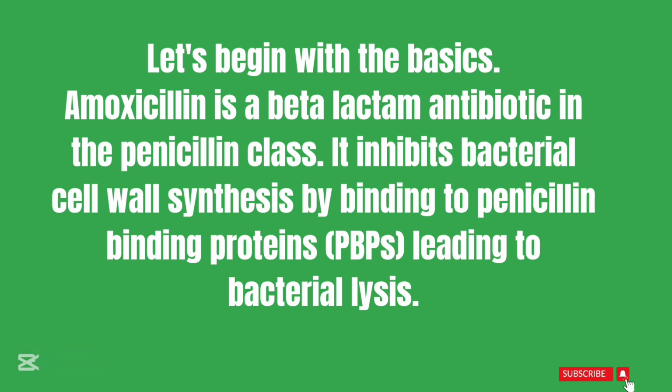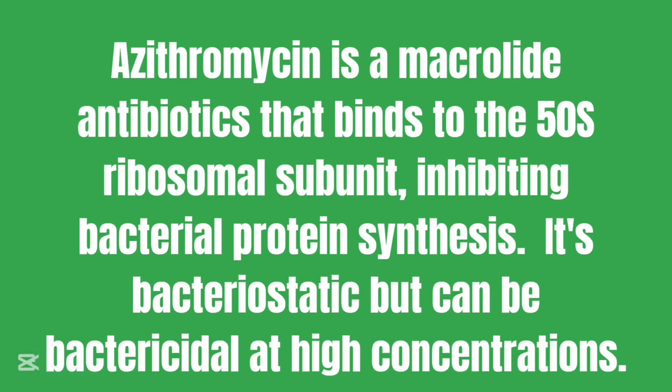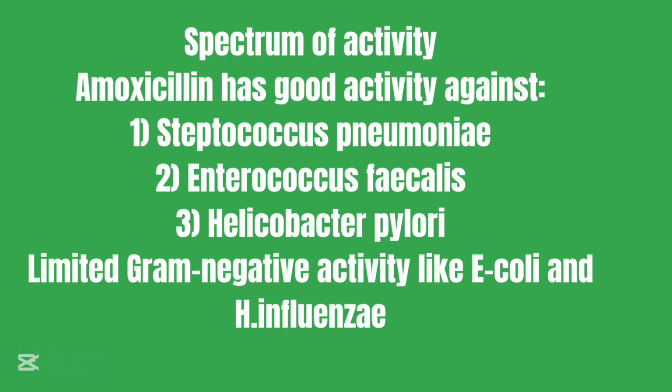Amoxicillin is a beta-lactam antibiotic in the penicillin class. It inhibits bacterial cell wall synthesis by binding to penicillin-binding proteins, leading to bacterial lysis. Azithromycin, on the other hand, is a macrolide antibiotic that binds to the 50S ribosomal subunit, inhibiting bacterial protein synthesis. It's bacteriostatic but can be bactericidal at high concentration.